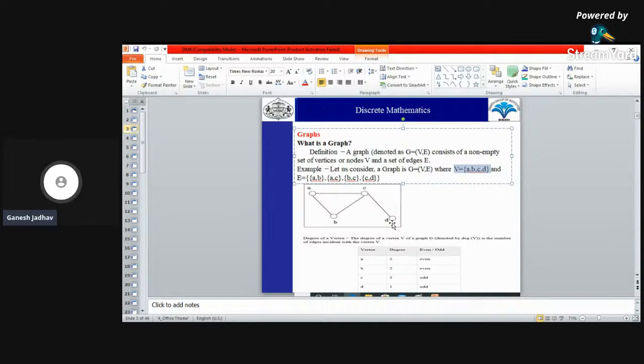So these are the four vertices, and edges means the lines. E is the set of edges: AB, BC, AC, and CD. So these are the four edges.